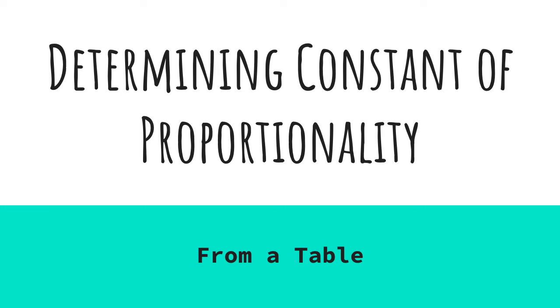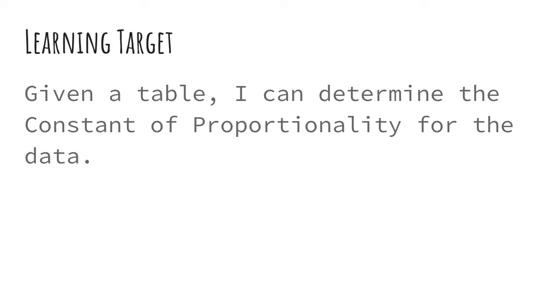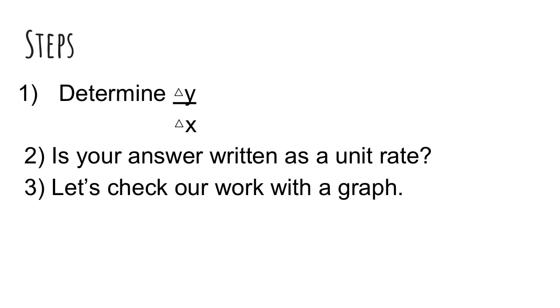Today's lesson is determining the constant of proportionality from a table. The learning target says, given a table, I can determine the constant of proportionality for the data. There are 3 steps in determining the constant of proportionality, and I should have given you these for notes in your interactive math notebook so that you can refer to them later.